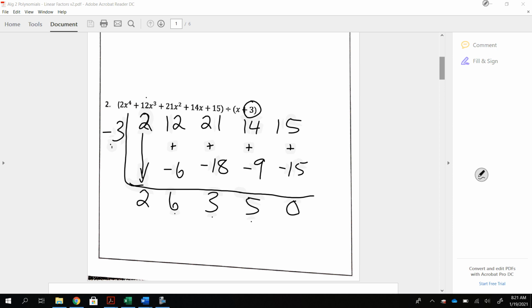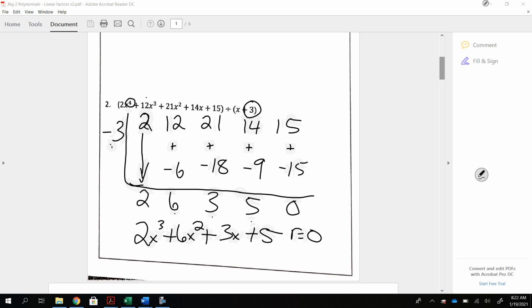Okay? Then we know we start one power down from the highest. So we're going to start with x to the third. So 2x to the third plus 6x to the second plus 3x plus 5. And then that means this 0 is our remainder. So the remainder equals 0.